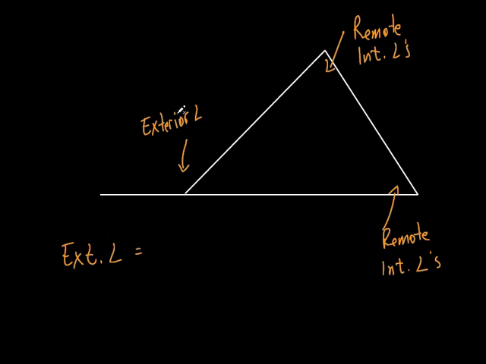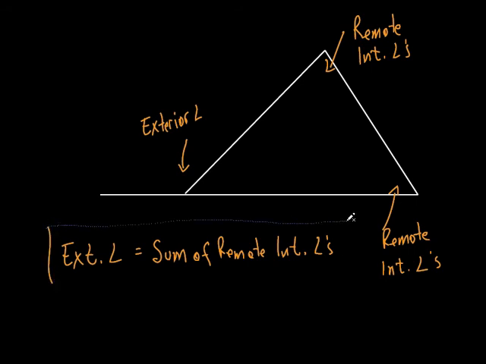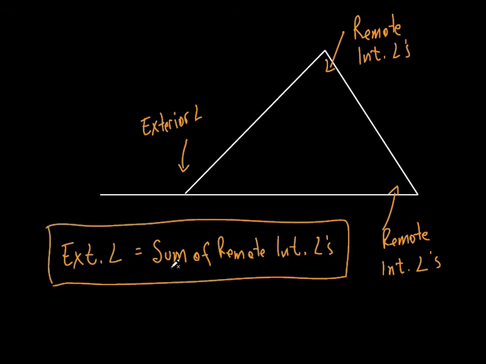So the exterior angle is equal to the sum of the remote interior angles. Write that down. The sum of the remote interior angles. That's our theorem. Well, what does that mean? Well, what does it mean to be a sum?